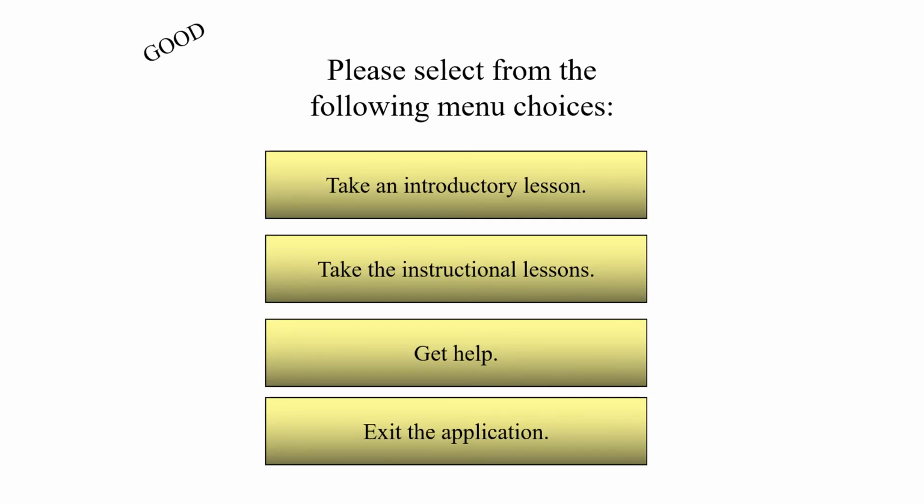Here are a series of action buttons. They're being used together to create a menu, and it's a positive example of a menu. The words here, the instructions, are clear. You see the prompt on top: please select from the following menu choices. It's easy to see how to get help. It's all text-based, but it's short, it's concise, it's clear, so it is a positive example.